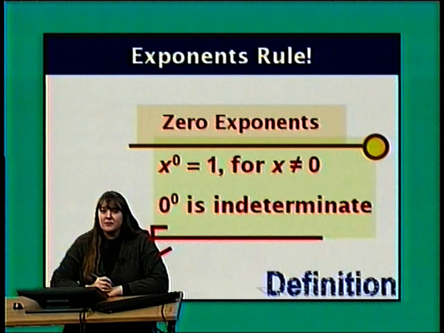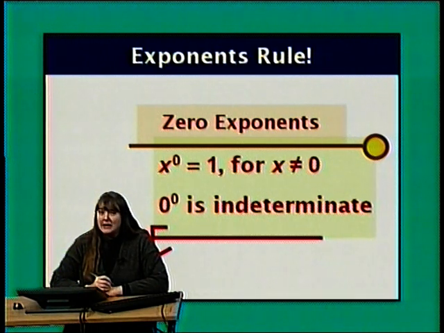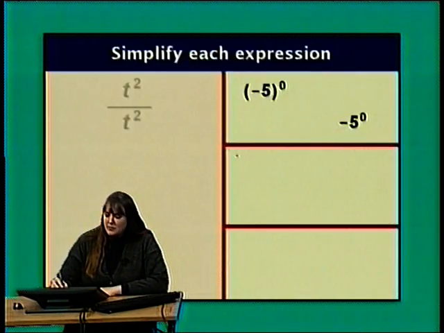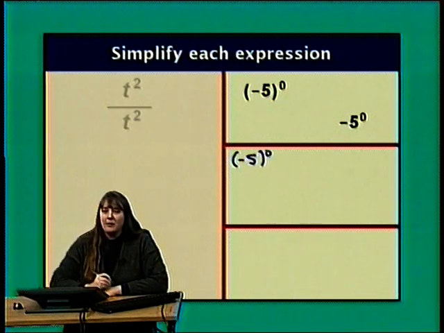Then we had a definition for 0 exponents. Any non-zero number raised to the 0 power equals 1. Let's look at a couple of examples. If I raise negative 5 to the 0 power, since negative 5 is a non-zero number, the result is 1.